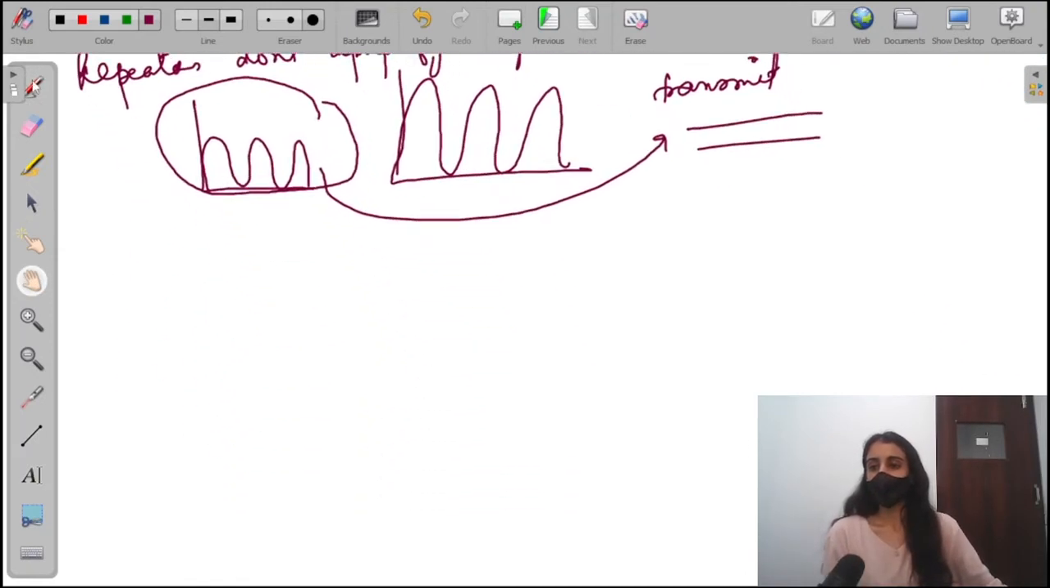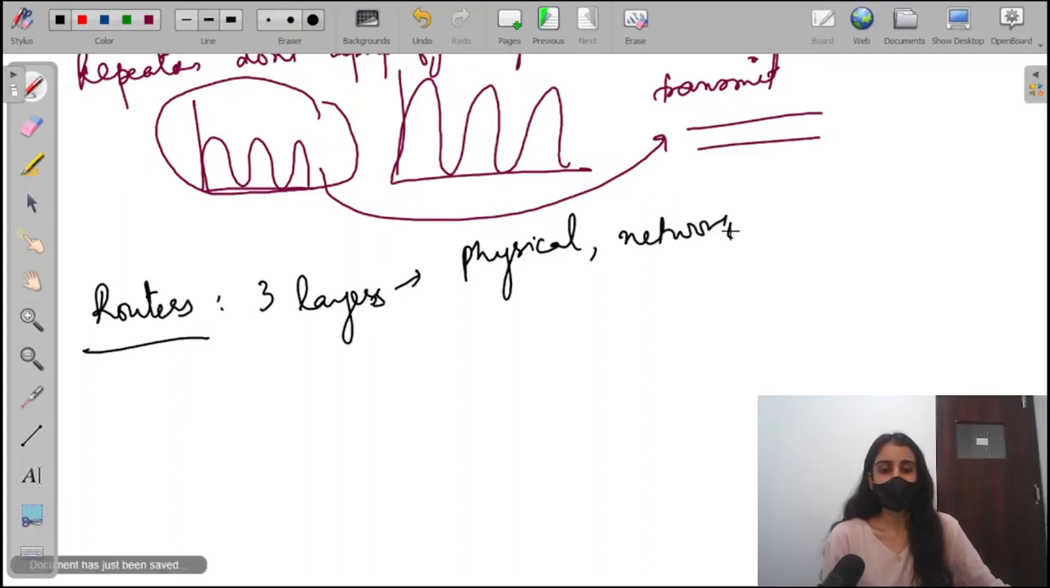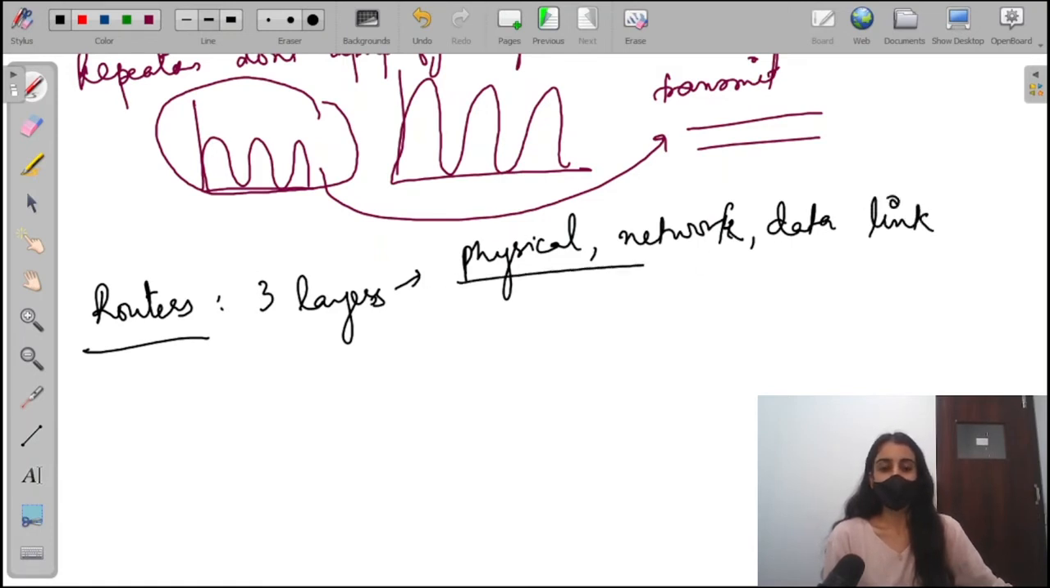Now moving on to routers. So as repeater was working only on one layer, routers work on three layers, which are physical, network, and data link. So routers work on all three layers.